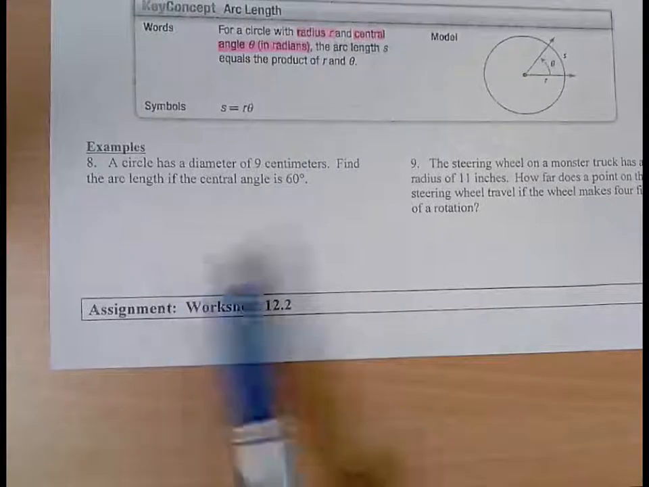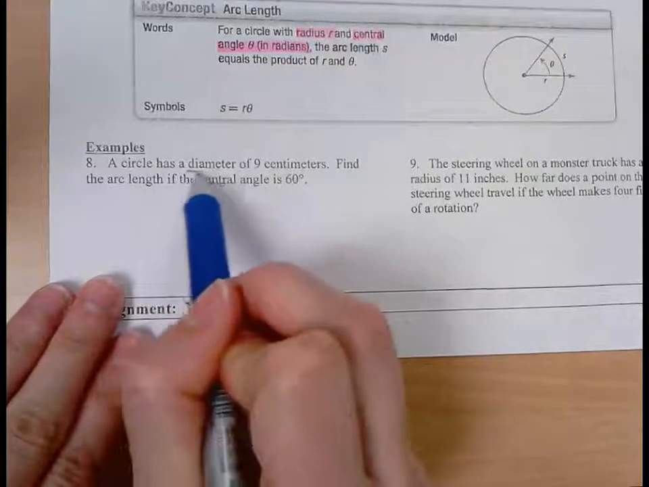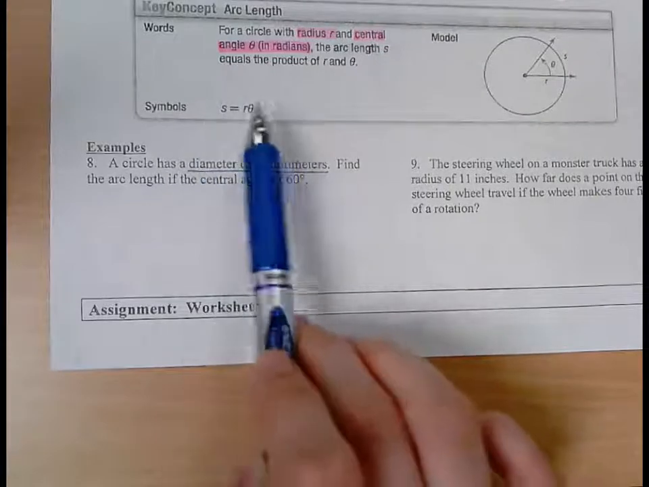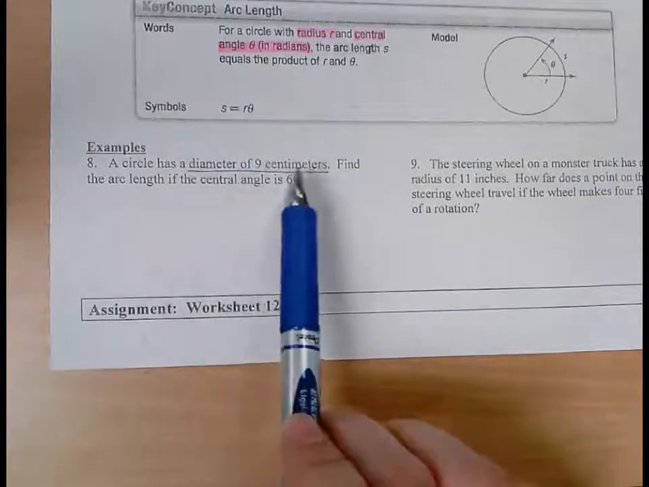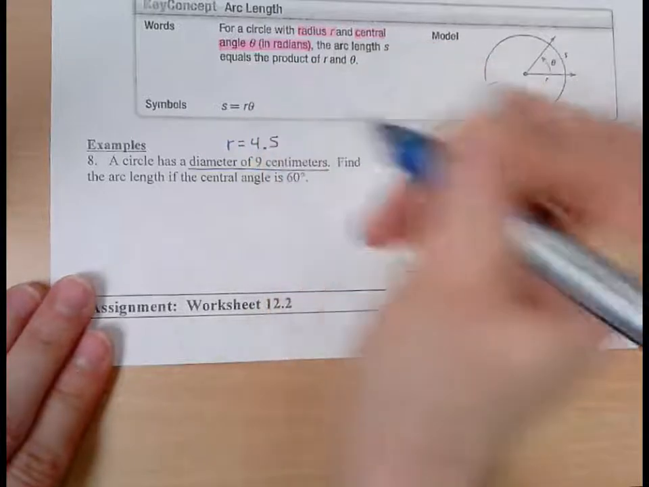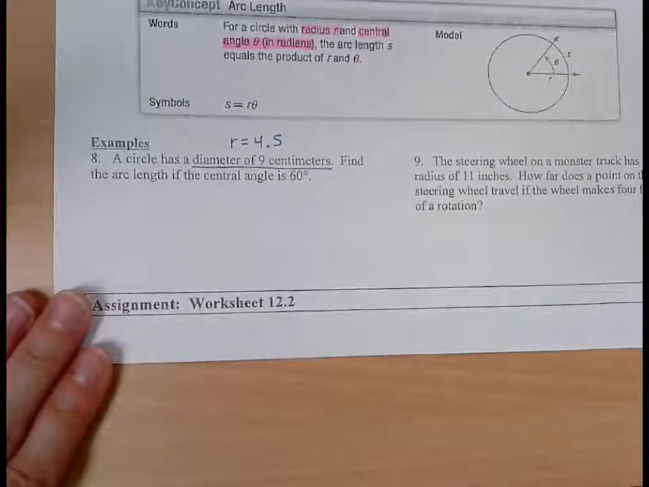So I have 2 examples here that are set up a little bit differently. 9 is more of one you have to interpret. So example 8, you're given a circle with a diameter of 9 centimeters. Find the arc length if the central angle is 60 degrees. So for arc length, we need the radius, and we need the central angle in radians. So starting out, if the diameter is 9, what is the radius? 4.5. And then our central angle right now is 60 degrees. I have to convert that into radians.